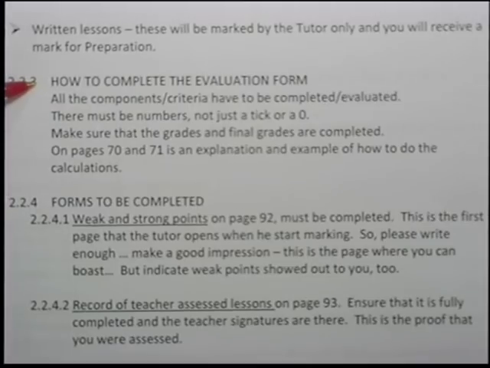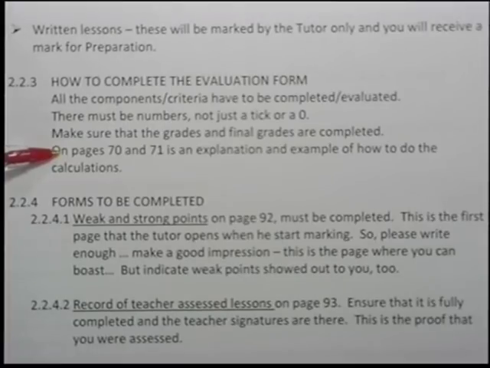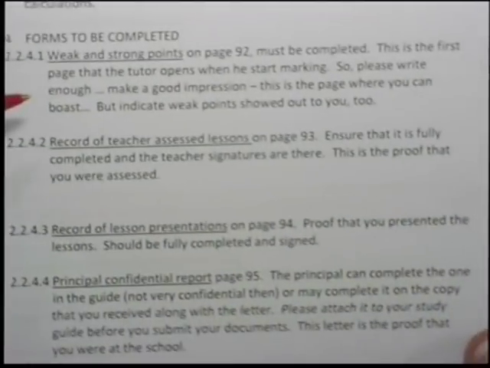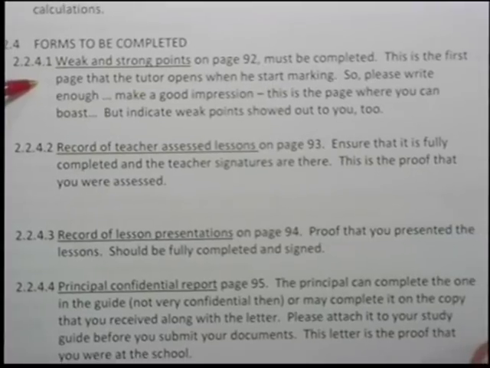Now, how to complete the evaluation form. All the components, criteria have to be completed or evaluated. There must be numbers, not just a tick or a 0. Make sure that the grades and final grades are completed. On page 70 and 71 is an explanation and example of how to do these calculations. And then the forms to be completed.